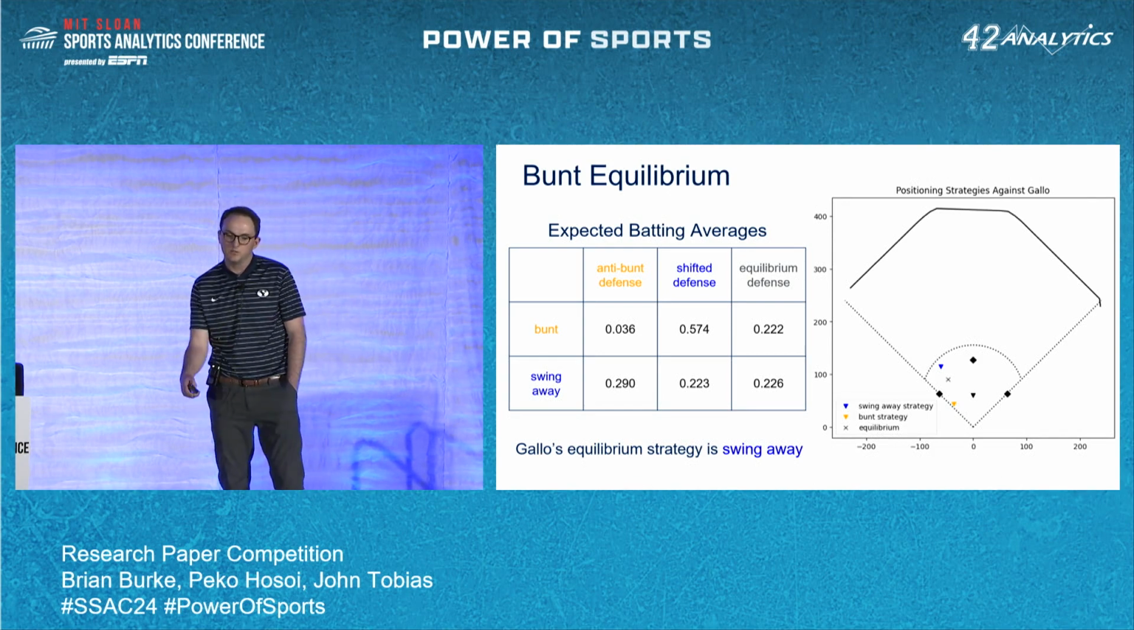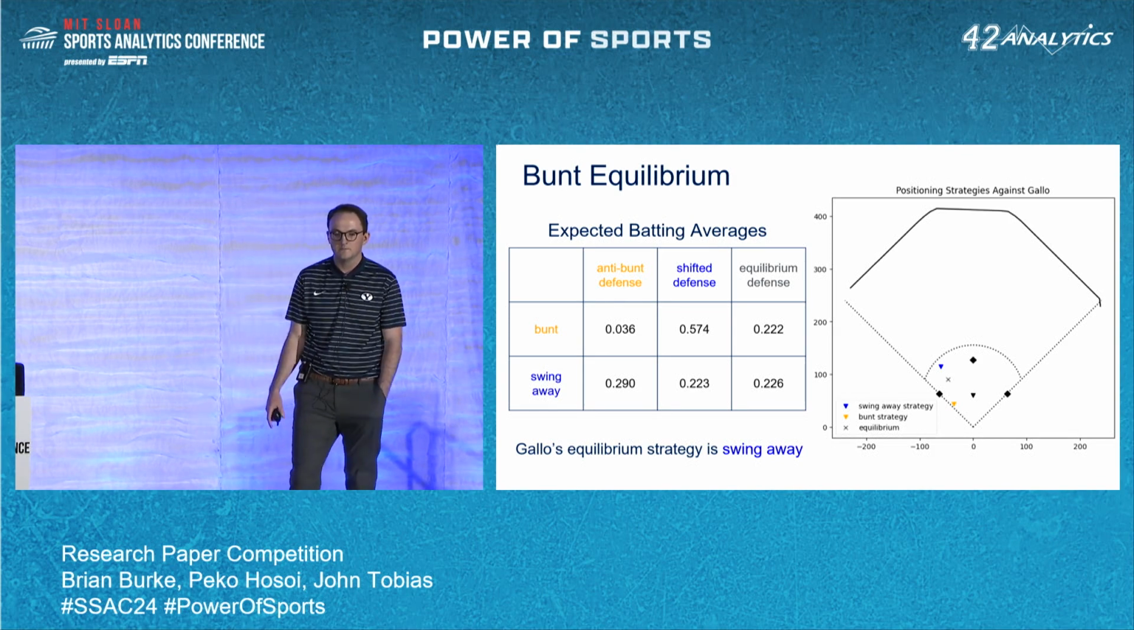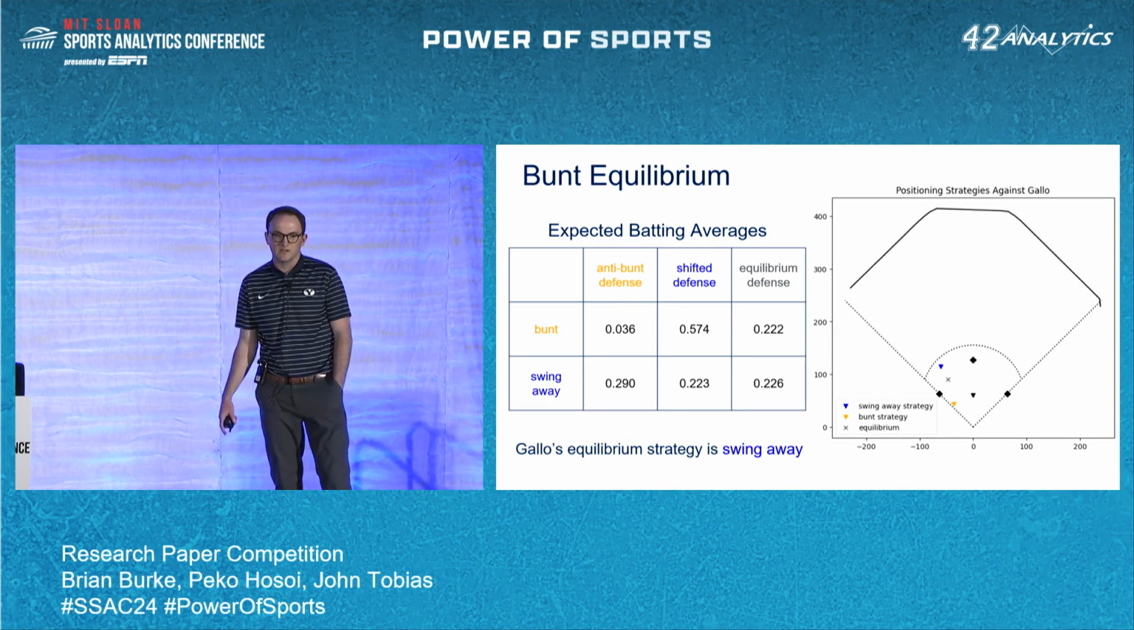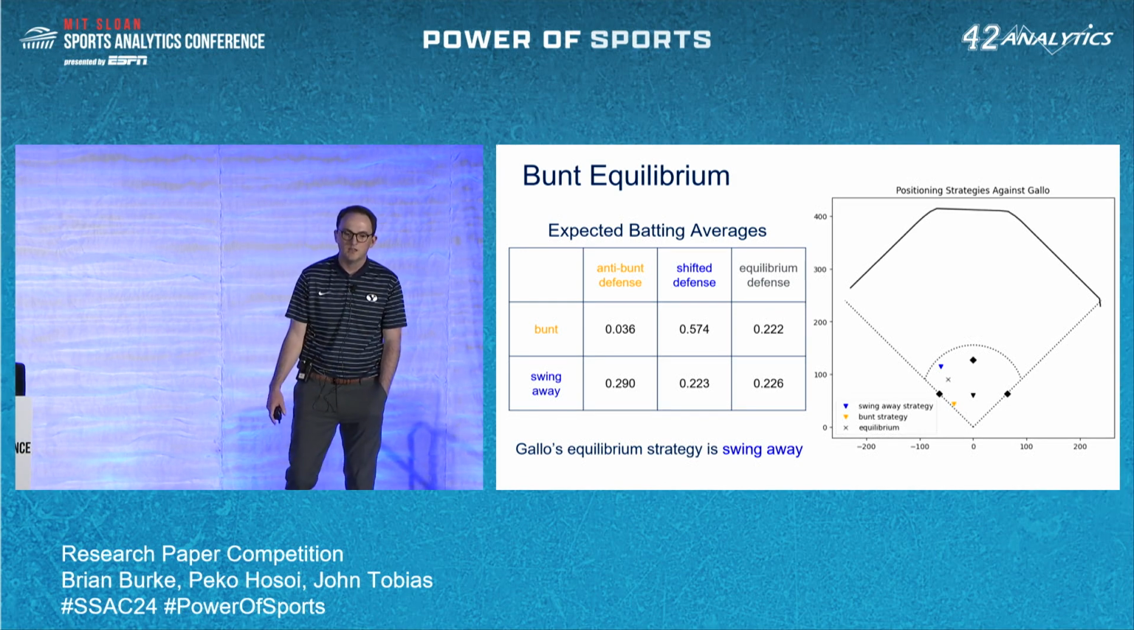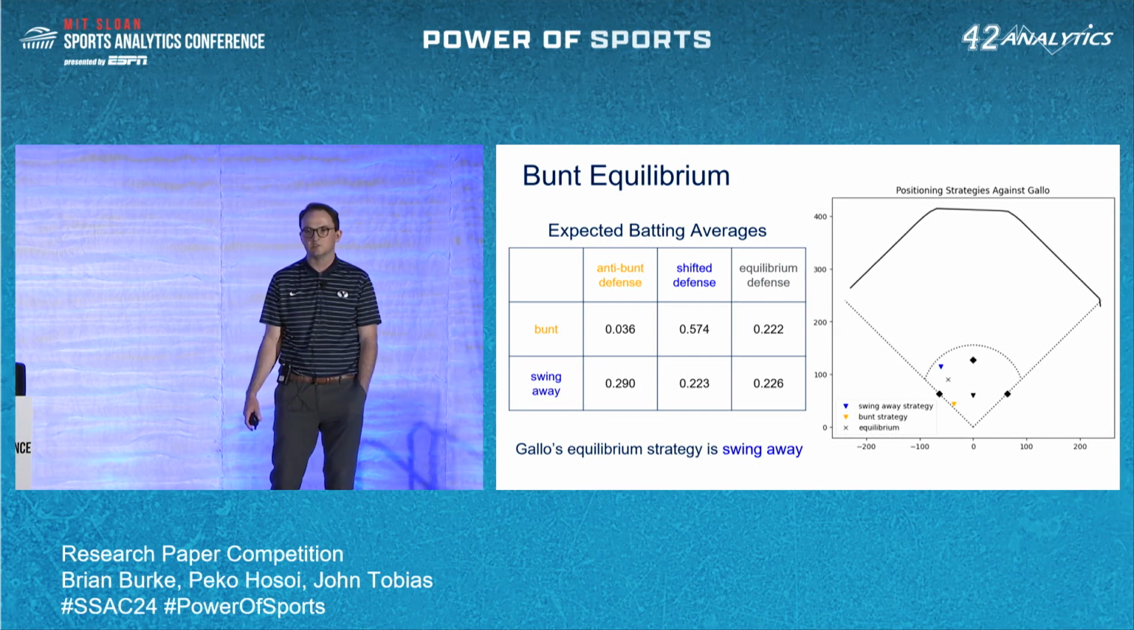So this plot on the right shows our equilibrium strategy for Joey Gallo, but we're just showing the third baseman in this plot because the third baseman's the only fielder who really moves around in this example. That blue triangle is the third baseman's recommended position if we assume that Joey Gallo is going to swing away normally. The orange triangle is the recommended position if we assume that Joey Gallo is going to lay down that bunt. And then the black X is the equilibrium positioning strategy.